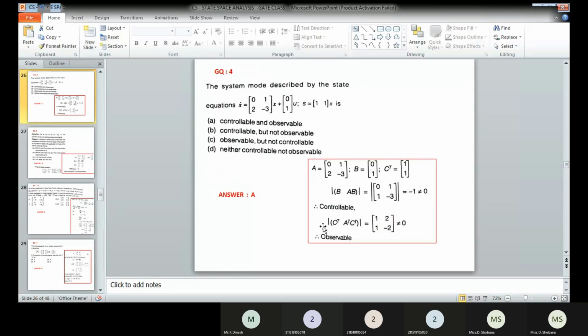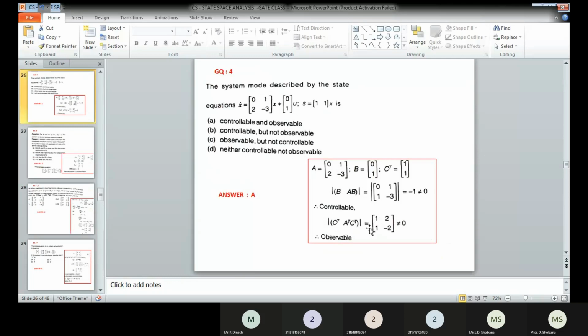Similarly, for observability, we have Kalman's test, which is C transpose, A transpose C transpose. Only this we are taking because it is a 2 cross 2 matrix. If it is a 3 cross 3 matrix, then you have to take another formula, that is C transpose, A transpose C transpose, A transpose the whole square into C transpose. Since it is a 2 cross 2 matrix, only the 2.